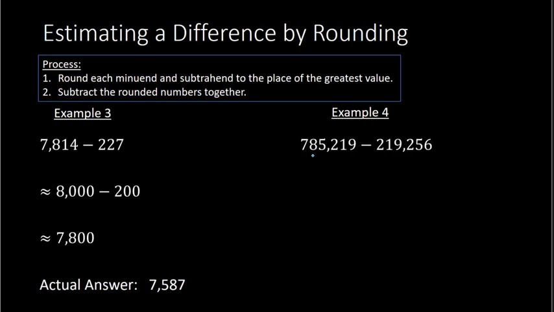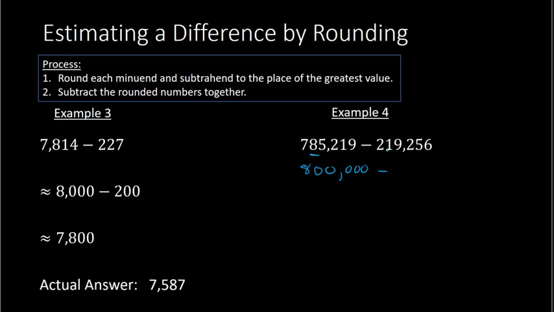And so for this first number, the 785,219, I want to round the 7. So to round, I look at the number before it, which would be the 8. And because it is 5 or bigger, the 7 would round up to an 8. So this would be an 8 followed by zeros. That's going to be 800,000.